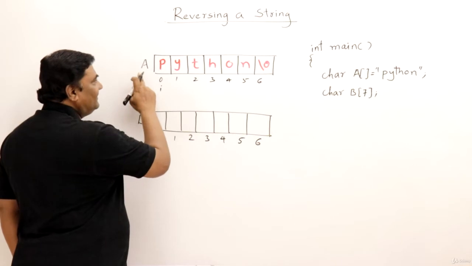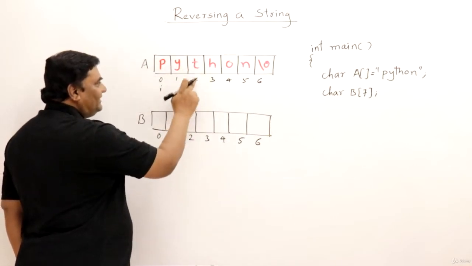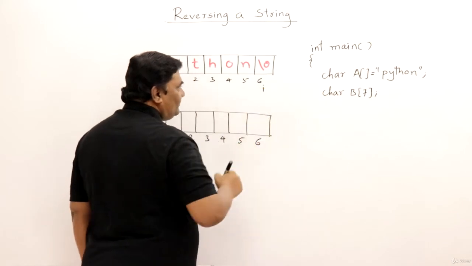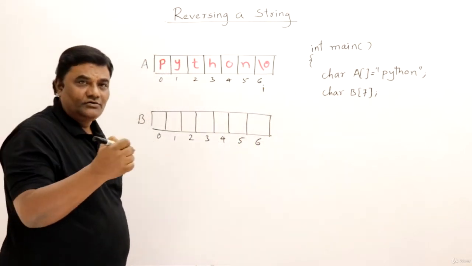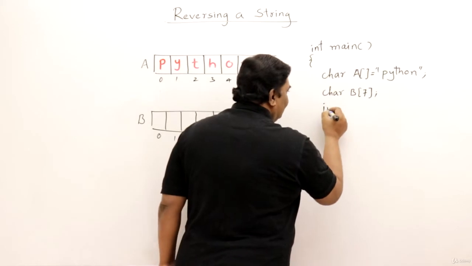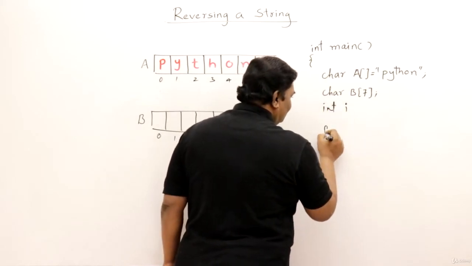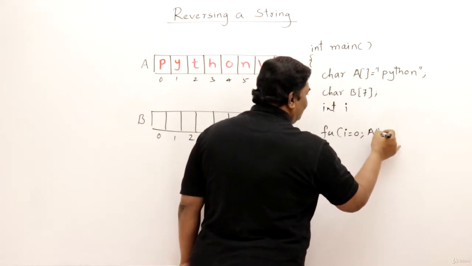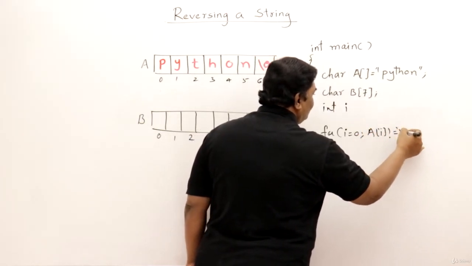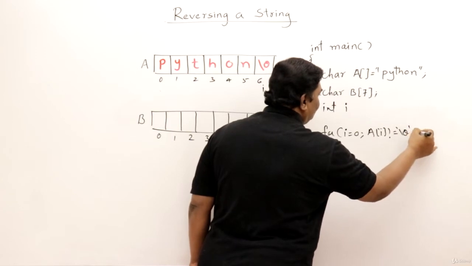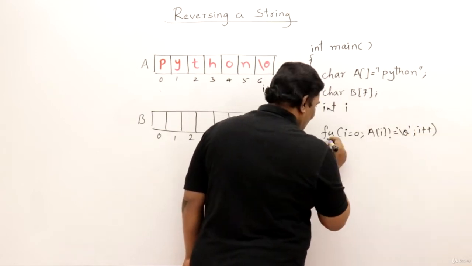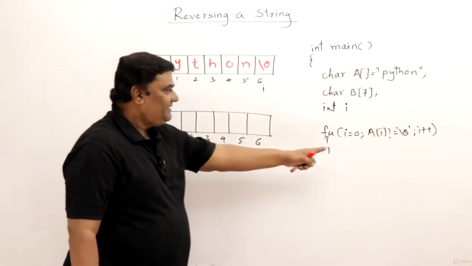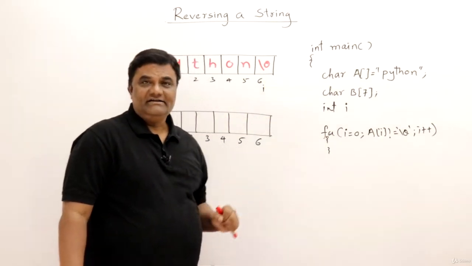I will take i as an index upon an array, and I will go on moving this i until I reach \0. So we know very well how to do this. I'll take some variable i, and for i assign 0, and a of i is not equal to \0, i plus plus. No need of anything inside, just empty brackets. So this i will be stopping at the last null character.